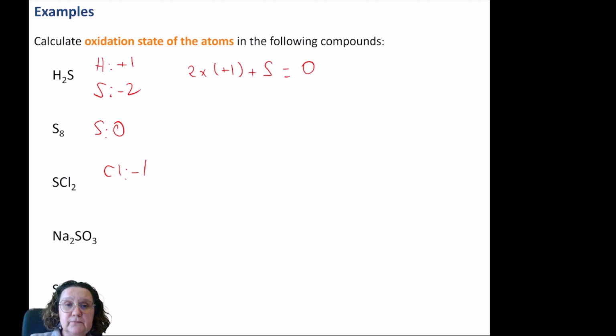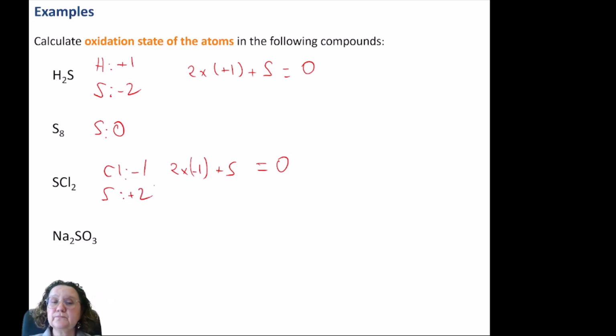So overall, it's a neutral molecule, so those oxidation states have to add up to 0. I have 2 atoms of chlorine, so I've got 2 times -1. And I've got the oxidation state of the sulfur. If I solve that equation, I find that my sulfur in this compound has an oxidation state of +2, just because of what it is attached to.